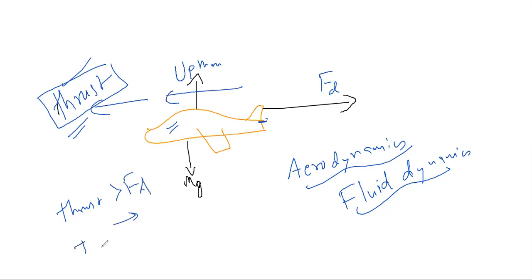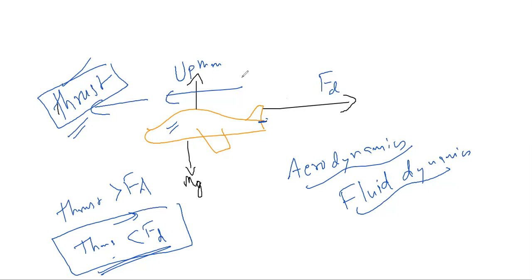And if thrust is less than drag force, it will never happen, because that would mean this plane is moving backward. Now I think we have not seen any plane moving backward. They don't have that capacity. They cannot move backward. It may happen only when their engine fails. So that is a different point.